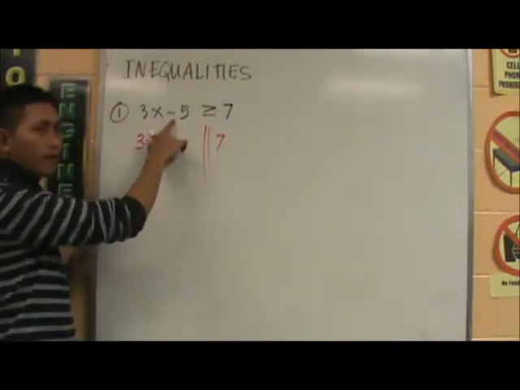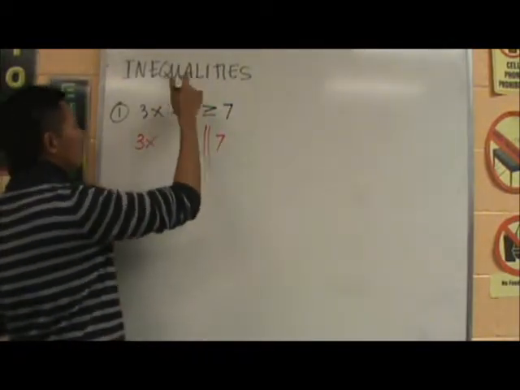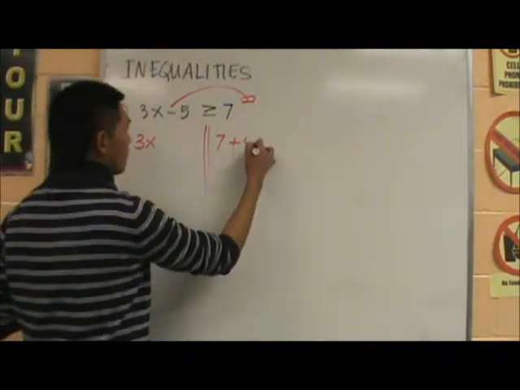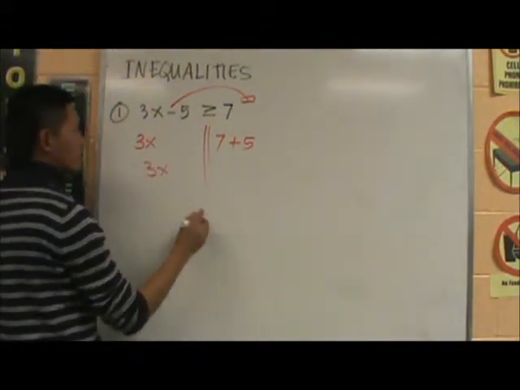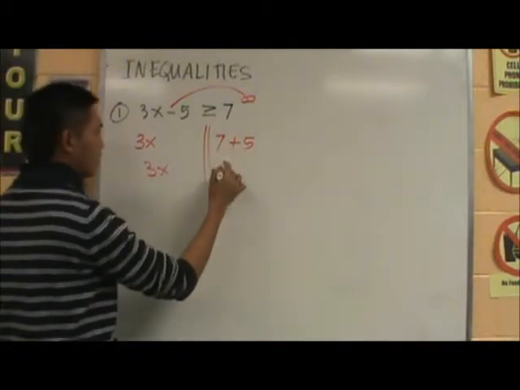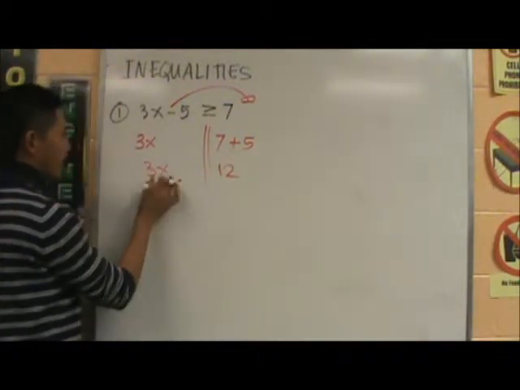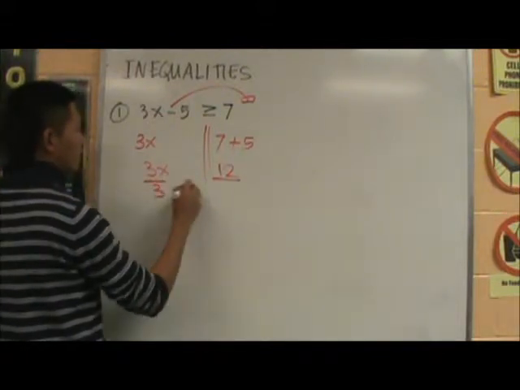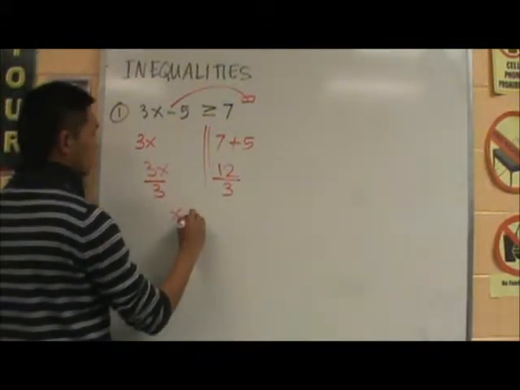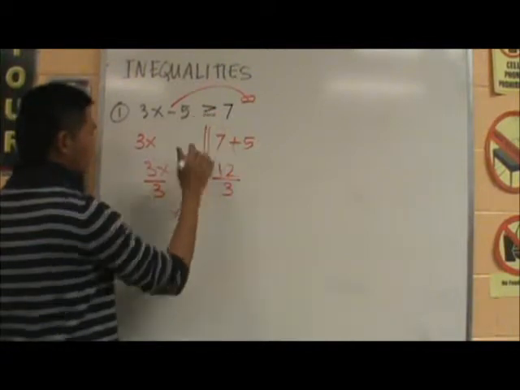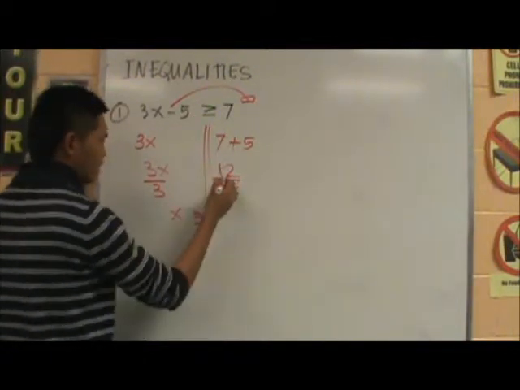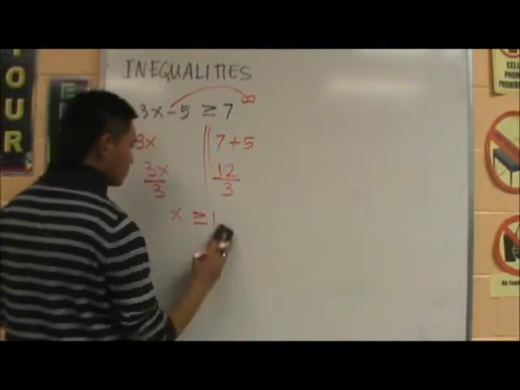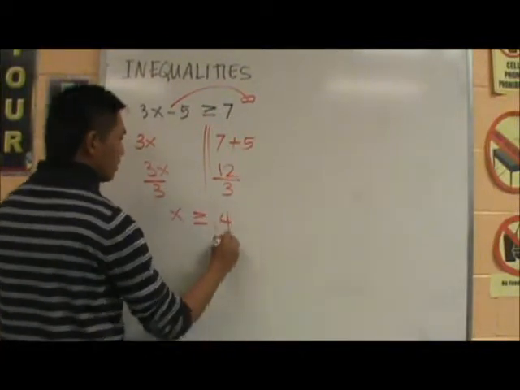There's something wrong here. That -5 must be moved over to the right. So -5 becomes +5. And now I have 3x, and then 7 plus 5 is 12. Again, if you're solving for x, we need to get rid of that 3. Because you have that symbol, we're just going to copy it. x equals 12 divided by 3, which is 4.